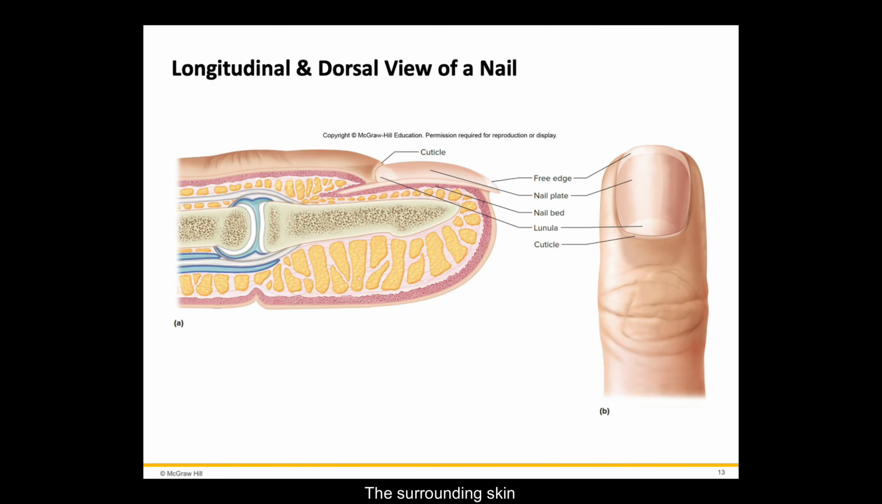The surrounding skin rises a bit above the nail as nail folds and is separated from the margin of the nail plate by a nail groove. The nail groove is the area where sometimes bacteria and dirt collect. Finally, we have the skin underlying the nail plate, which is called the nail bed.